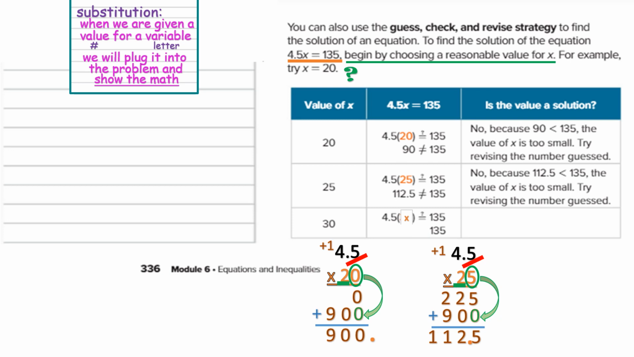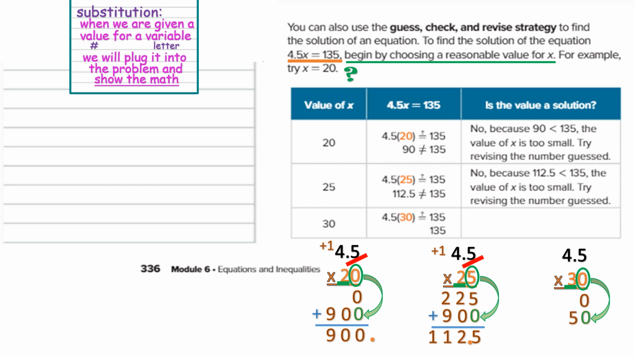All right, let's jump up to 30 and see if we get enough. So where the x is, where my variable is, I'm going to plug in the 30. I end up with 4.5 times 30. I start with my 0, and 0 times anything is 0. My second number tells me to bring down a 0. Then I can multiply with my 3. 3 times 5 is 15.